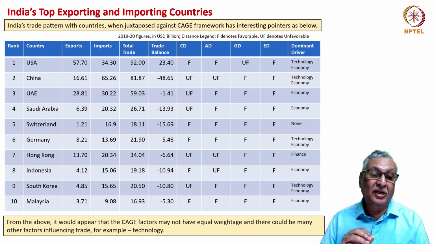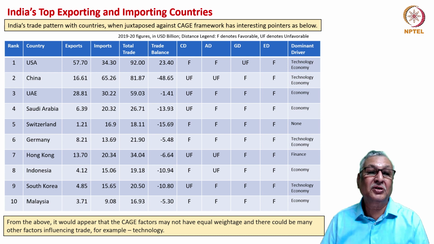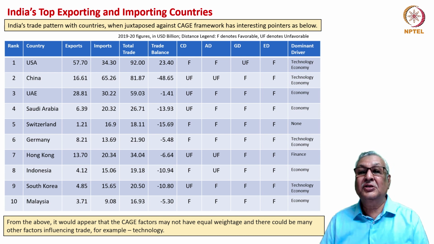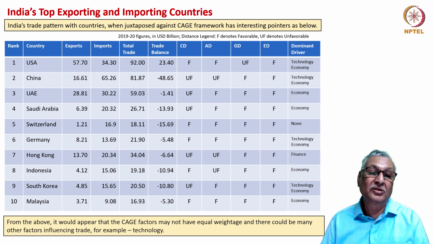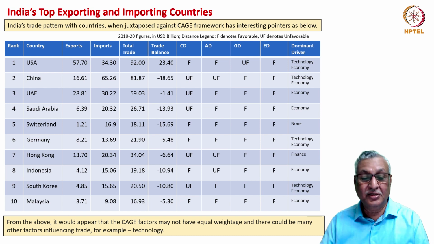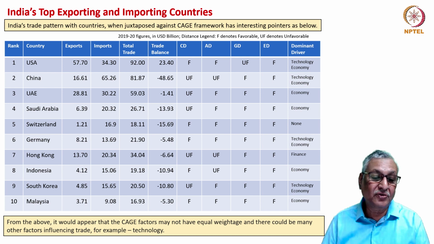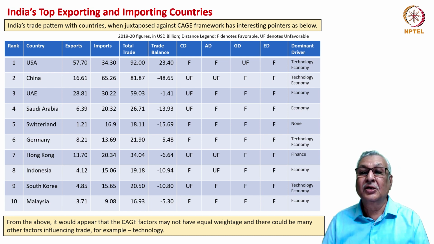So we can analyze different countries in respect of their export-import relationships with other countries and assess that relationship in terms of the four distances that we have highlighted, and also understand the dominant drivers that influence that level of trade and the distances. CAGE factors may not therefore have equal weightage, and there could be many other factors influencing trade, for example, technology. And technology generally influences the economic aspects of trade.